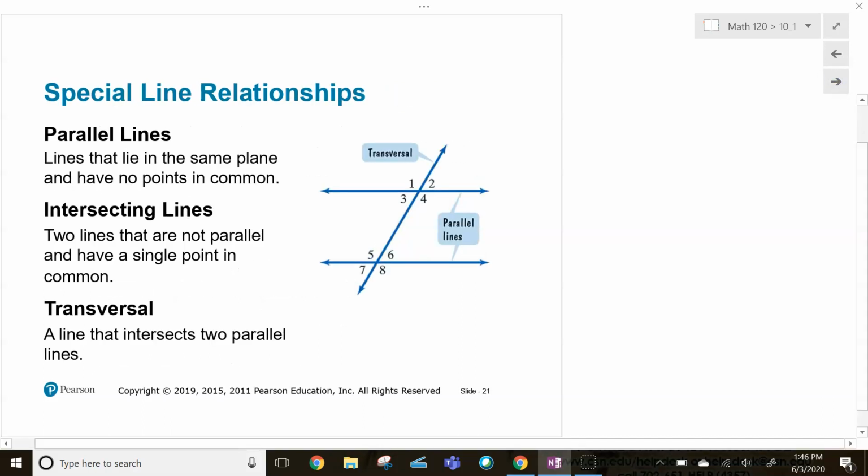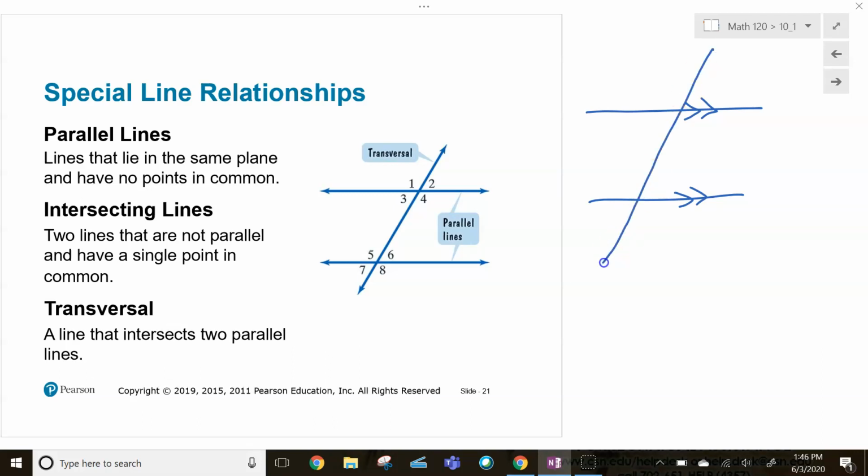All right, some more line relationships here. Parallel lines. You'll see them a lot of the time denoted with two arrows on each line, or maybe there's one arrow on each one. That means they're parallel, and that means they're never going to intersect. If they keep going in both directions, they'll never hit each other. They never have a single point in common.